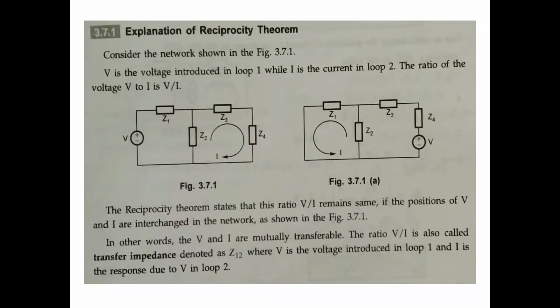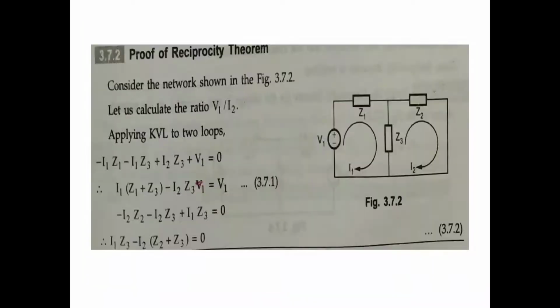The ratio V by I is also called the transfer impedance, denoted by Z12, where V is the voltage introduced in loop 1 and I is the current responsible due to V in loop 2.